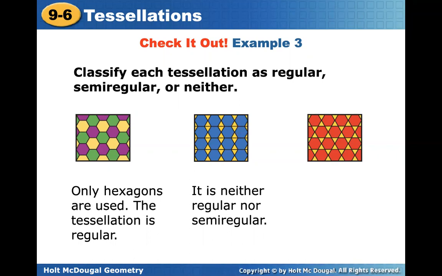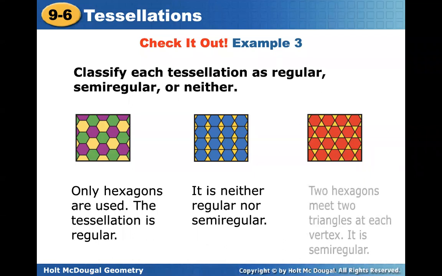Because the next one, you can tell the difference, I guess. The next one looks like it probably does have equilateral triangles and regular hexagons. So this one I think would be semi-regular.